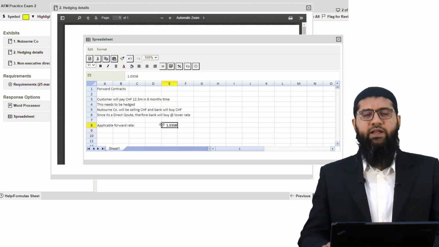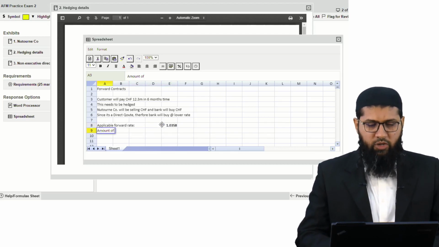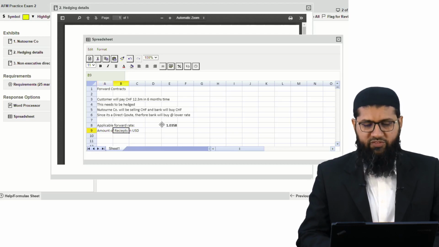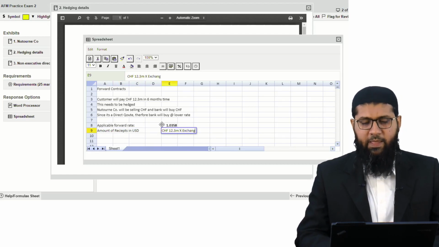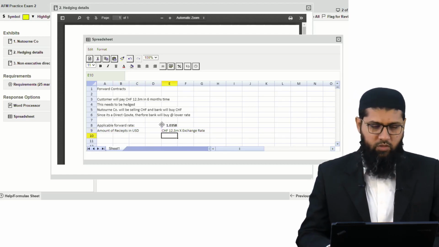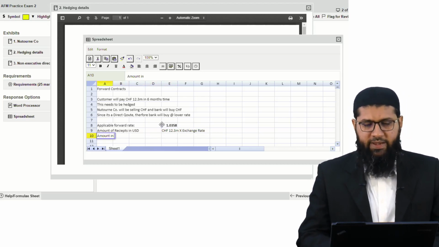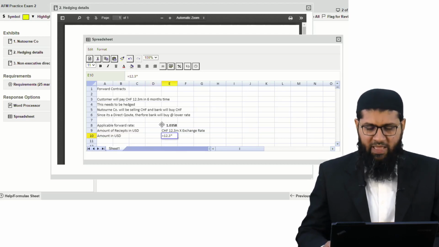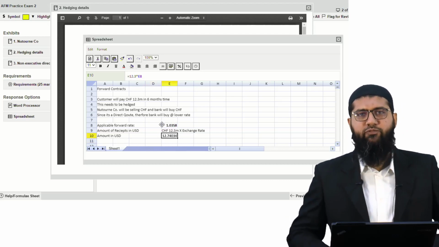The applicable forward rate is going to be 1.0358. The amount of receipts in USD is going to be CHF 12.3 million multiplied by the applicable exchange rate. Now the amount in terms of USD is going to be what? 12.3 multiplied by 1.0358 gives you 12.74 million.